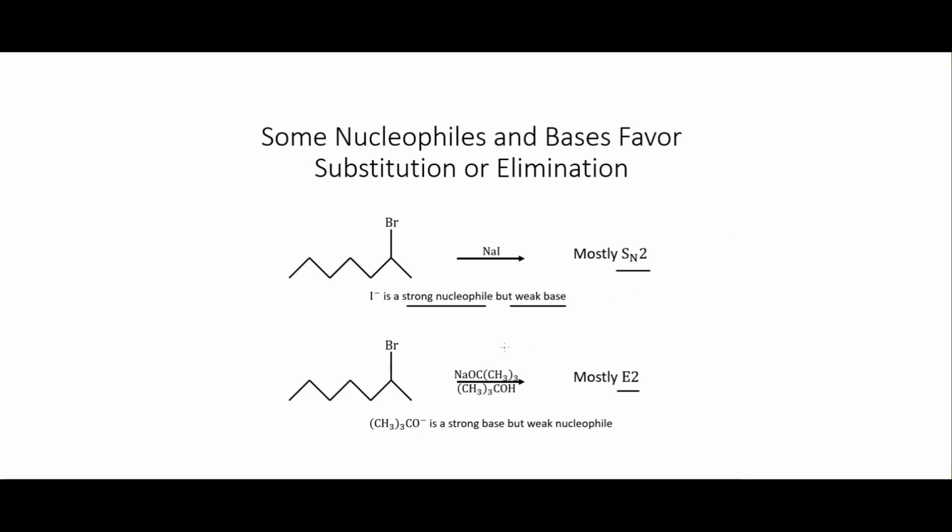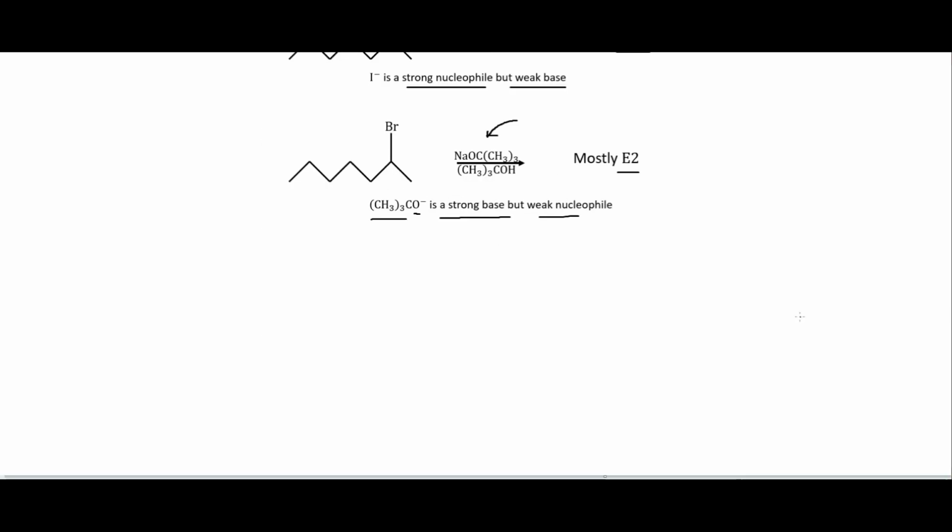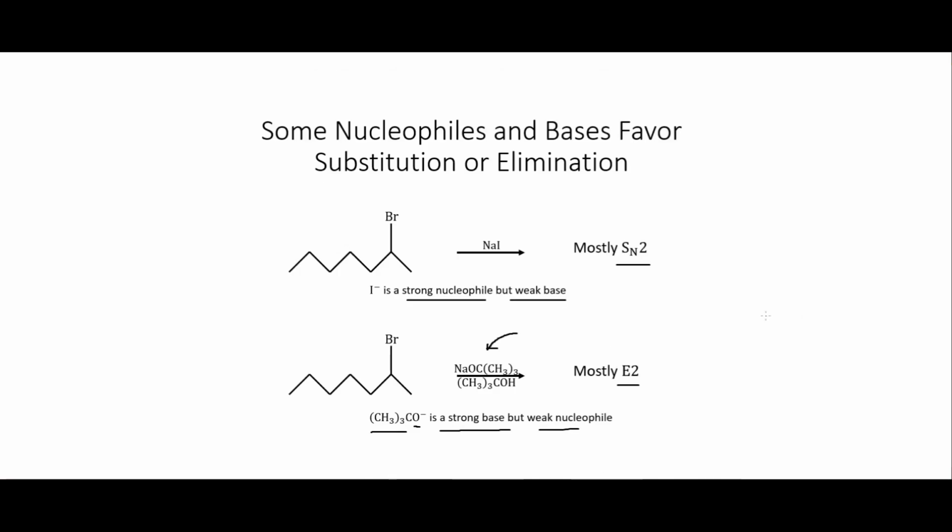Whereas if we have like this tertiary methoxy here, or I guess ethoxy here, this is a strong base because we have this negative charge on it, but it's a weak nucleophile because we have all these substitutions on it, which is going to give it more steric hindrance. So this is going to work well as a base, but it's going to be a weak nucleophile, and so that's actually going to favor the E2, the elimination reaction for that.